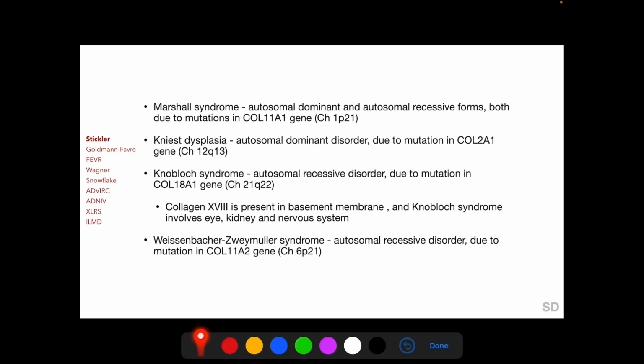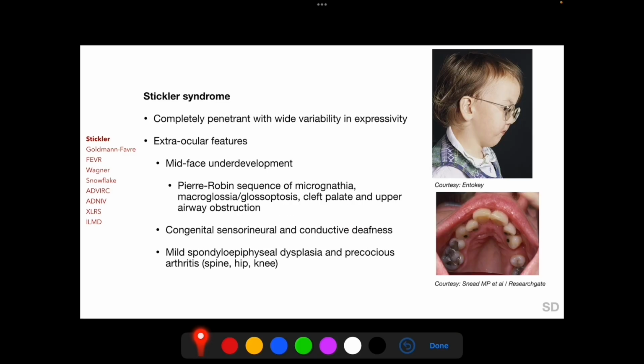The other entities within this group of chondrodysplasias with vitreoretinopathies are also due to mutations in collagen 2 and collagen 11 genes, with Knobloch syndrome occurring due to mutation in the gene for collagen 18, which is present in basement membrane. Stickler syndrome, whether autosomal dominant or autosomal recessive, is completely penetrant with wide variability in expressivity.